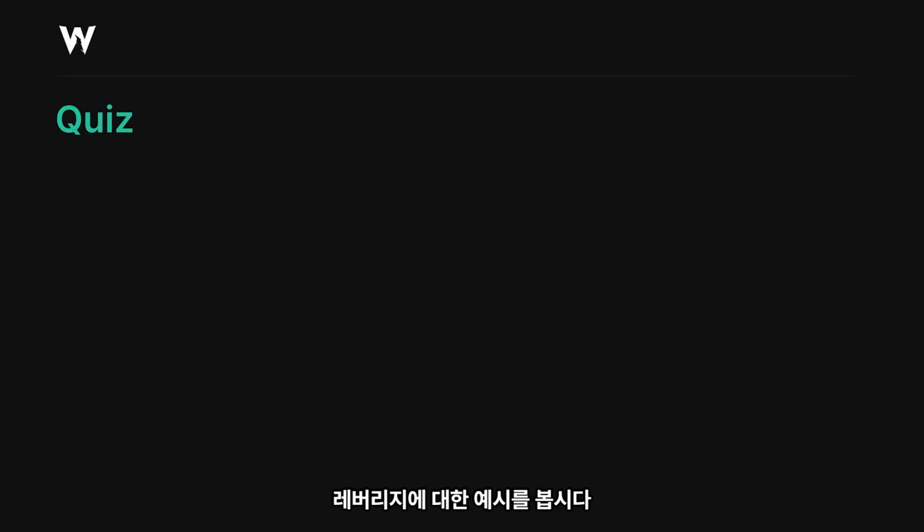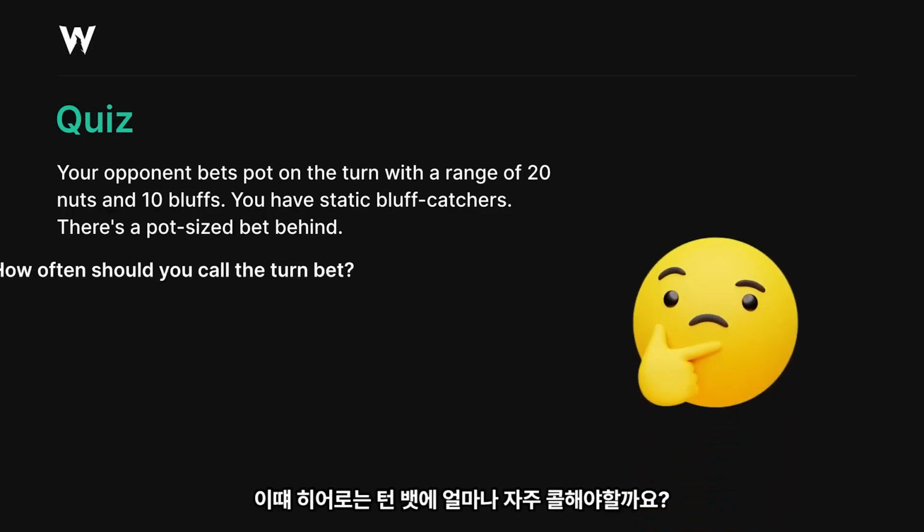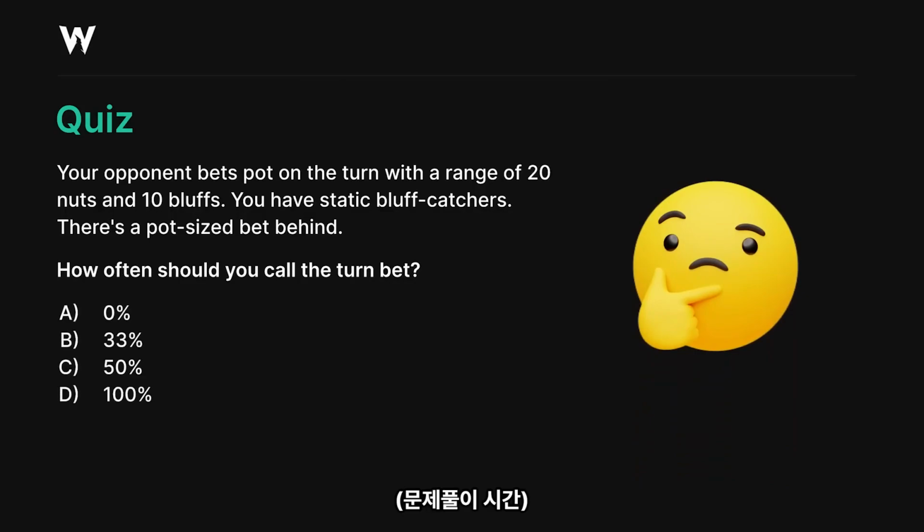Let me give you an example of leverage. So imagine that you're playing a hand and you have a static bluff catcher facing a pot-sized bet on the turn. Your opponent is using a range of 20 nuts to 10 bluffs, so 2-1. How often should you call their turn bet? Take a moment to consider your answer.